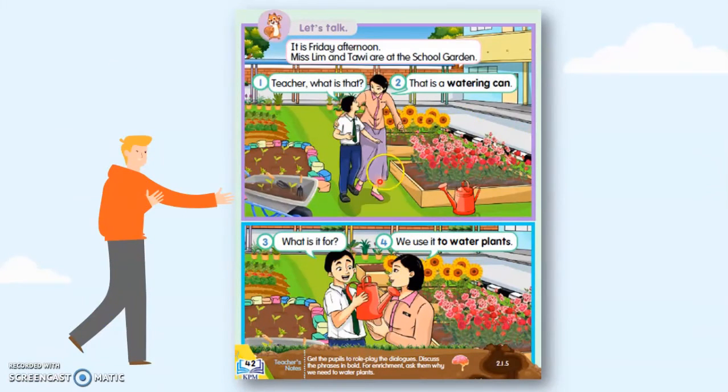Look at your English textbook, page 42. Let's talk. It is Friday afternoon. Miss Lim and Tawi are at the school garden.